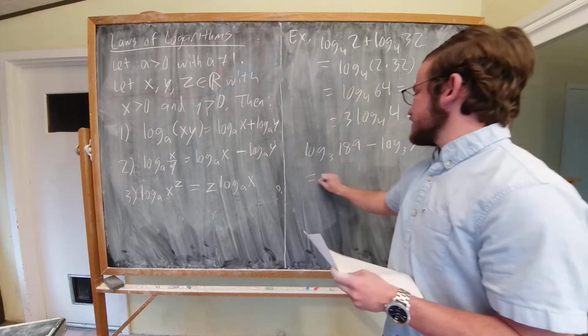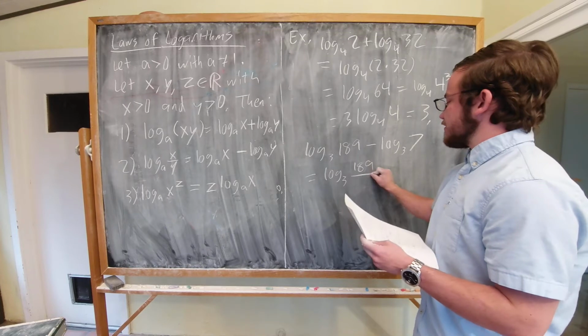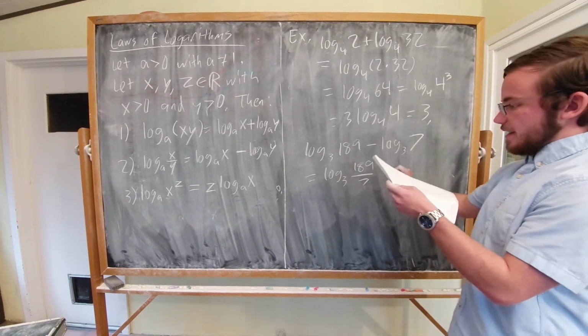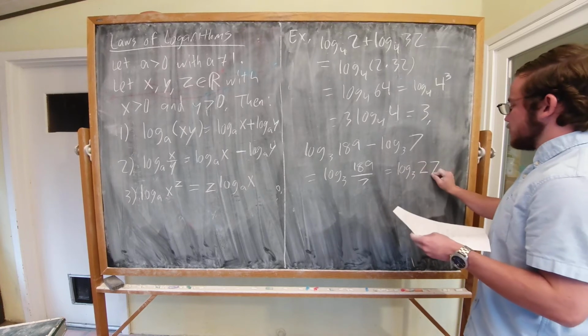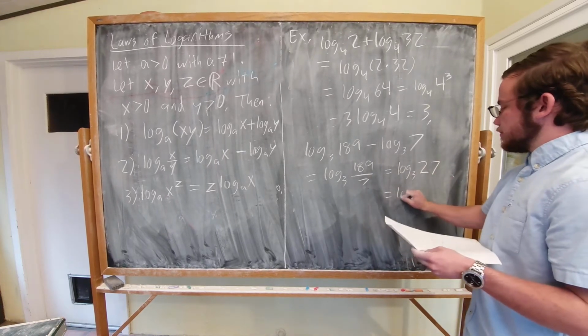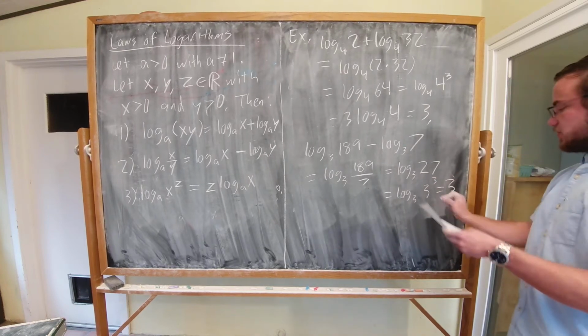Logarithm law 2 says this is equal to log base 3 of 189 divided by 7. And if you simplify that, it'd be log base 3 of 27, which is 3 cubed, so this whole thing is just 3.